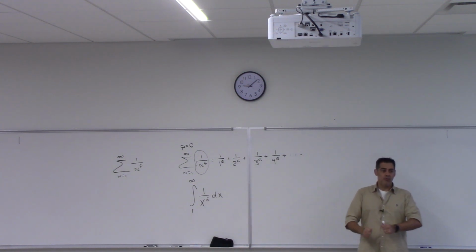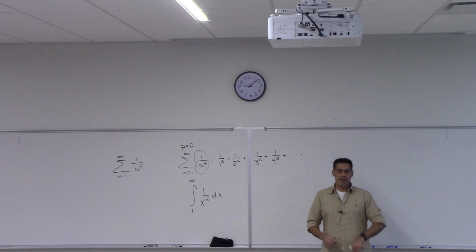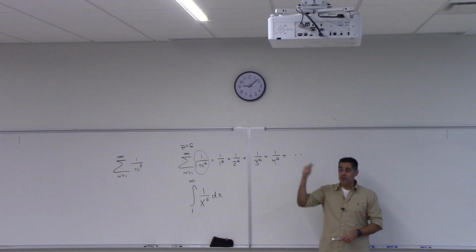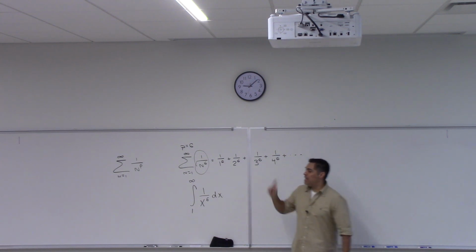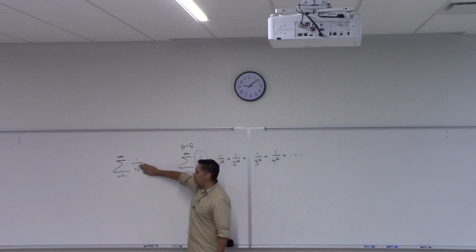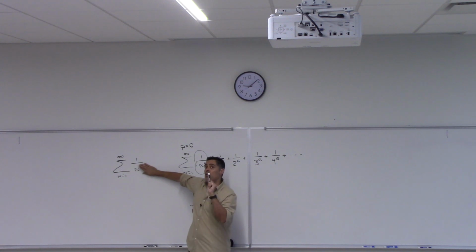Drum roll. It's rational, but it's a special one. 1 over n. Constant over n, so it's harmonic. So if p is 1, this is harmonic, and all harmonic series diverge. So you could look at the harmonic series as an example of the p-series.